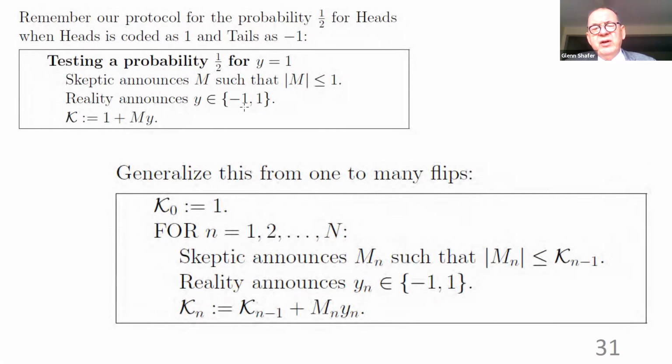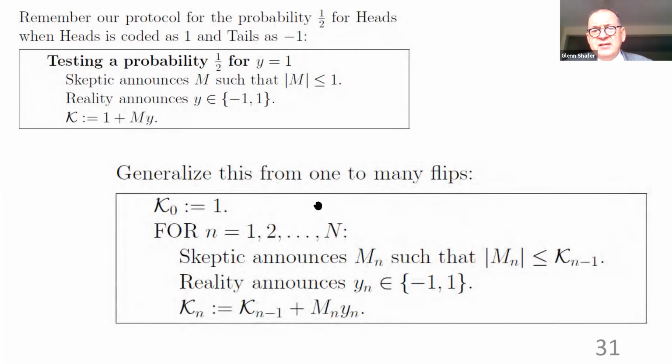Remember, this is the way where we code tails as -1, heads as 1, so that a skeptic can announce a bet just by giving a real number whose absolute value is less than 1, a real number between -1 and 1. And then the payoff adds to the initial capital. You just add the bet times 1 or -1, the outcome.